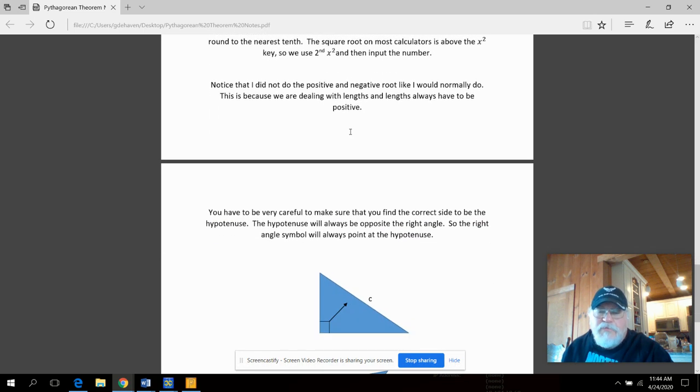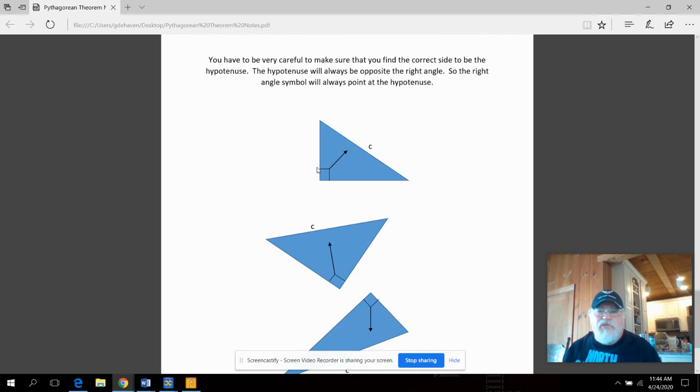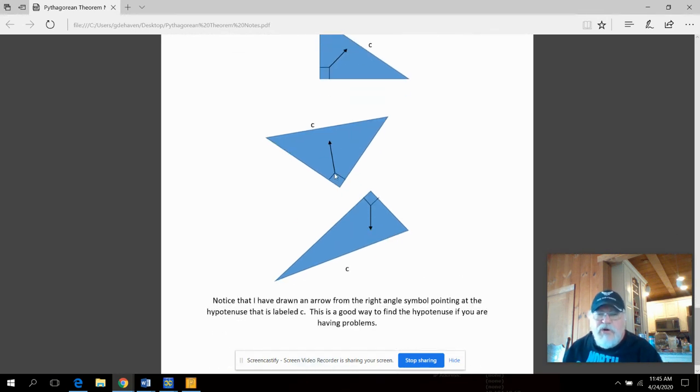All right? Now, one of the biggest mistakes is misidentifying the hypotenuse. I have found the easiest way to not do that is look at the right triangle symbol. This symbol always points at the hypotenuse because the hypotenuse is across from it. Where it gets weird is when they turn these triangles around and do different things with them. But if you follow this, if you'll just look at the corner of the right triangle symbol and go straight across, you are going to find the hypotenuse. Doesn't matter which way you turn it. Find the corner, go straight across. That's the hypotenuse. Works every time.